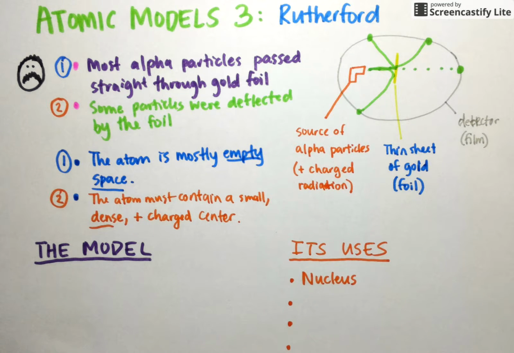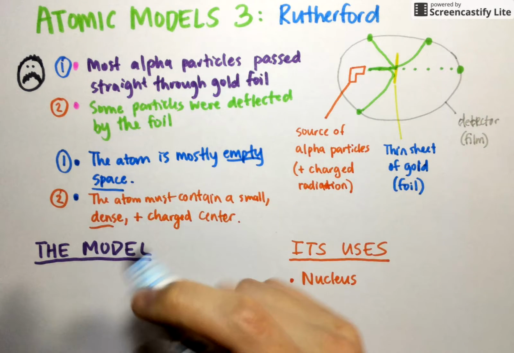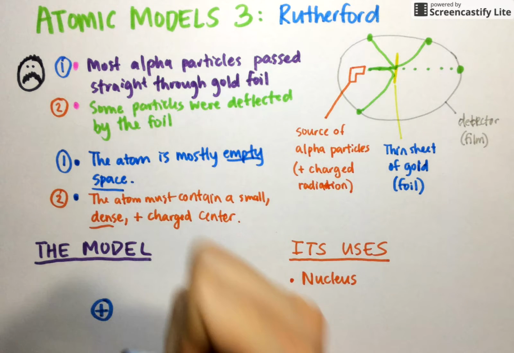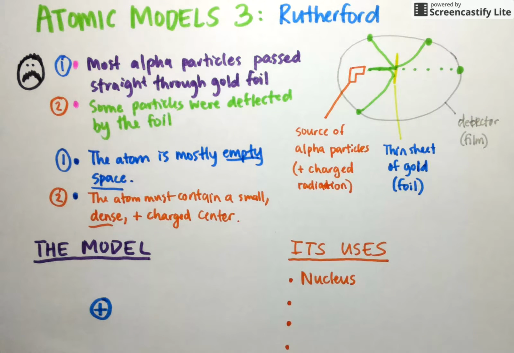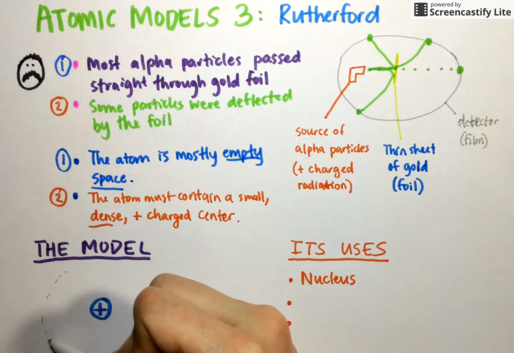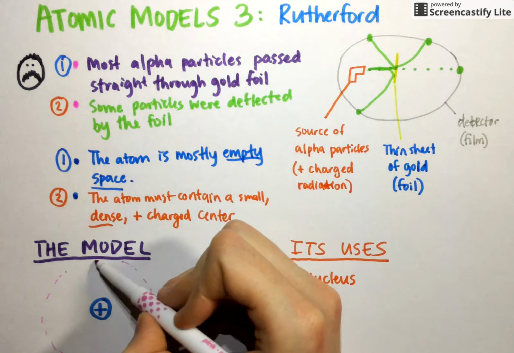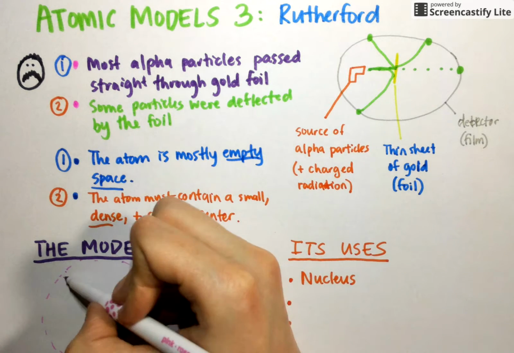And so Rutherford had to explain these two observations that he made, and he made two very important conclusions about the structure of the atom. First and foremost, he said, if most of them are passing straight through, that means there's nothing for those alpha particles to run into. And he took that quite literally in stating that the atom is mostly empty space.